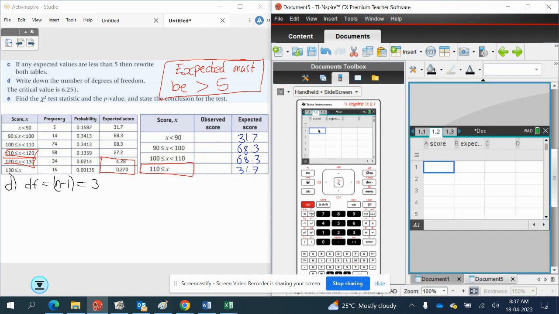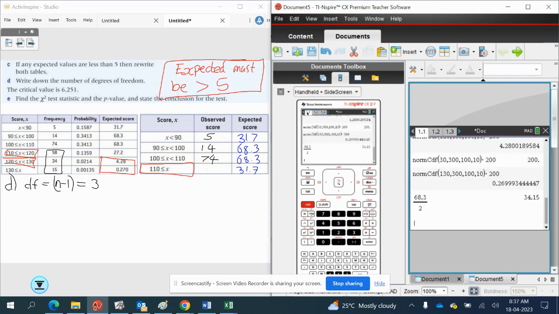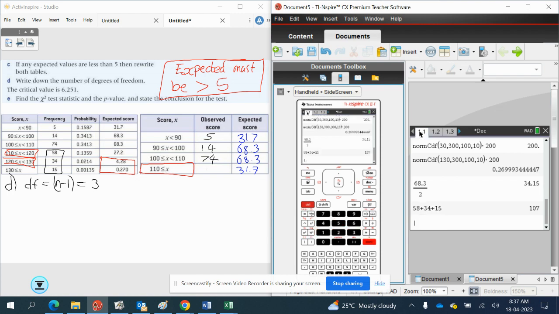Type in our values. Do we have some observed values for this one? Yes, here. We have our observed values, which were 5, 14, 74, and then we have to add these three together. So let's add those up: 58 plus 34 plus 15, we get 107.